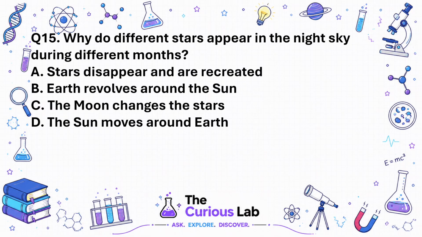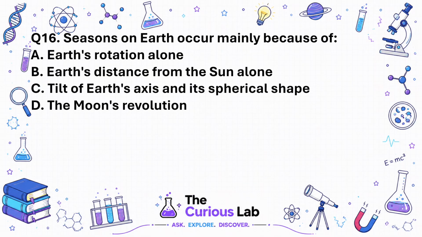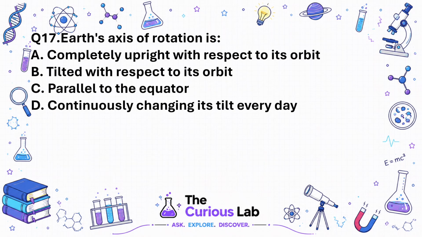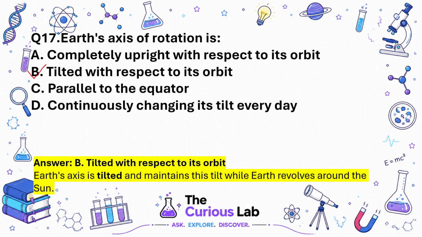Next question. Why do different stars appear in the night sky during different months? Now I am talking about the change in the position of stars across the year. So what is responsible? That the earth revolves around the sun. Next question. Seasons on earth occur mainly because of the tilt of the earth's axis and its spherical shape. Next question. Earth's axis of rotation is tilted with respect to its orbit.